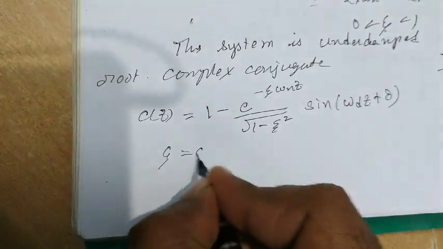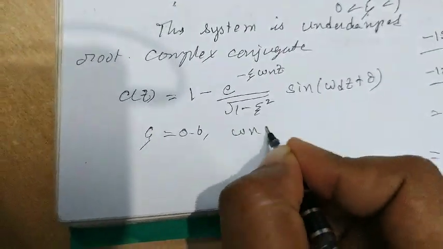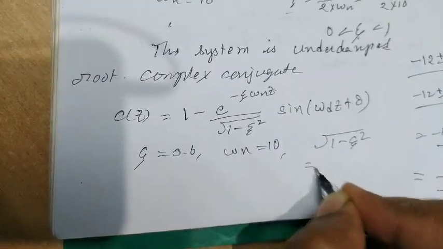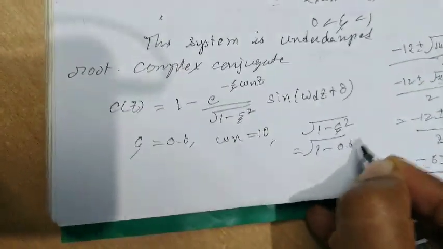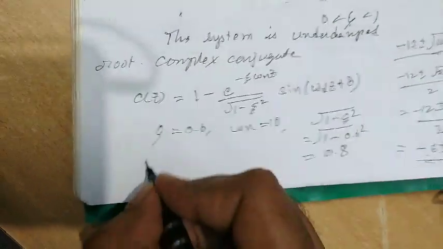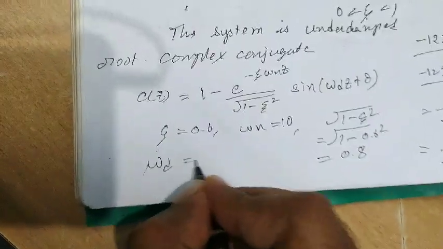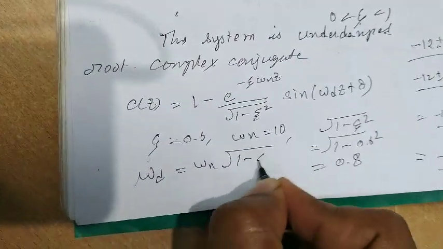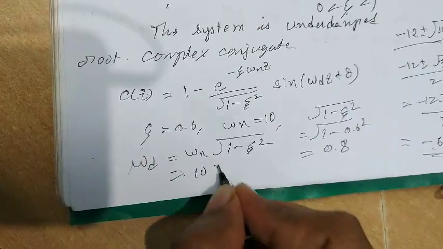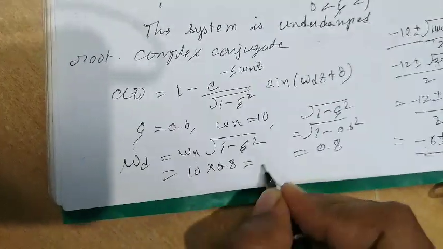As you know, zeta is 0.6 and omega n is 10. So under root 1 minus zeta square is under root 1 minus 0.6 square. After substituting, you get 0.8. So what is omega d? Omega d is omega n into under root 1 minus zeta square. So omega n is 10, and under root 1 minus zeta square is 0.8, so you'll get 8.